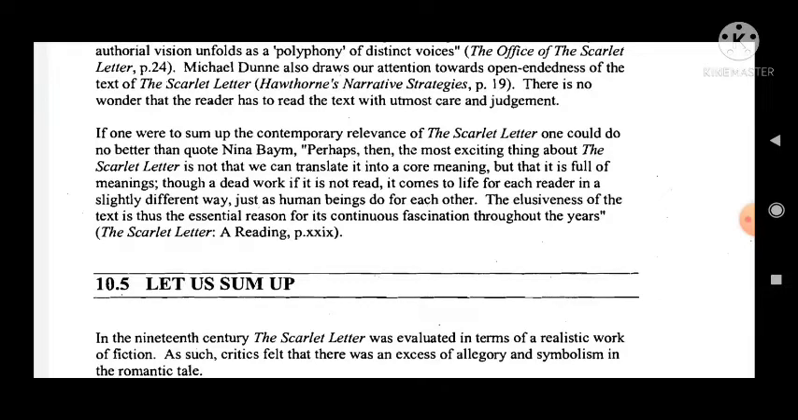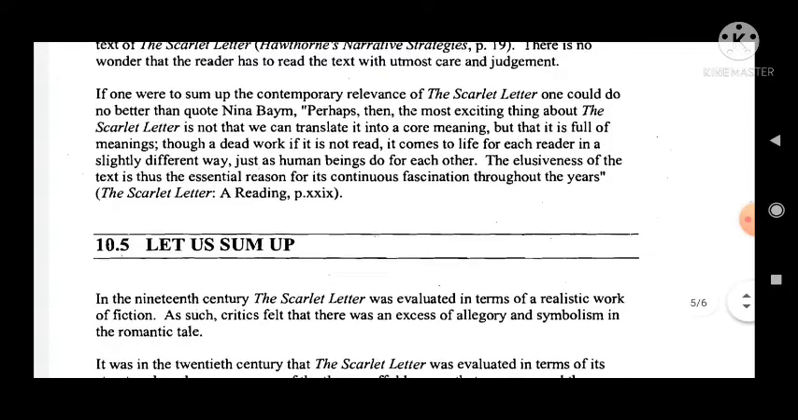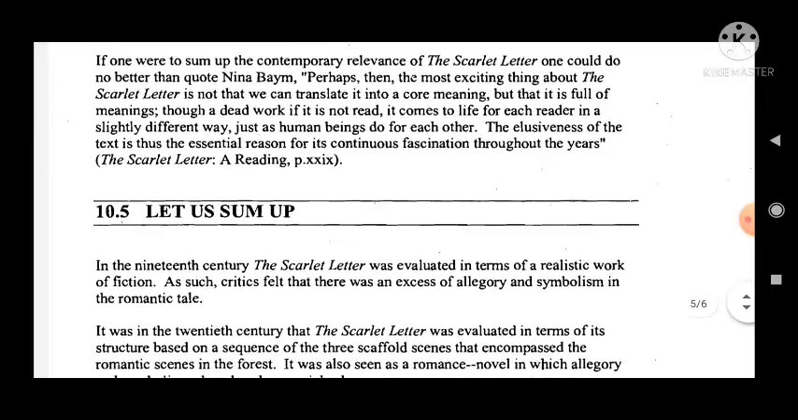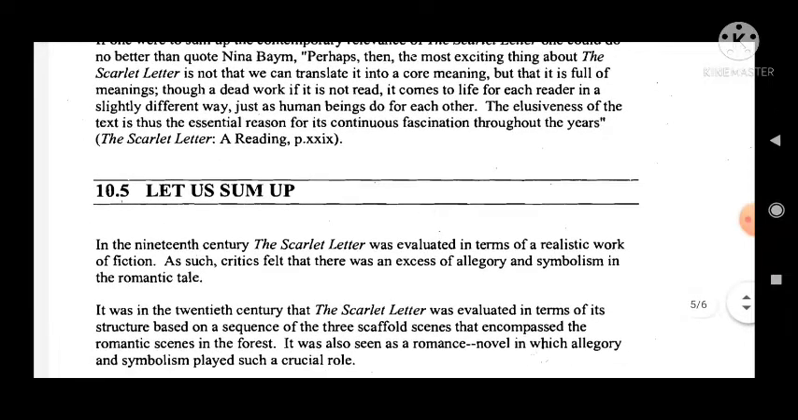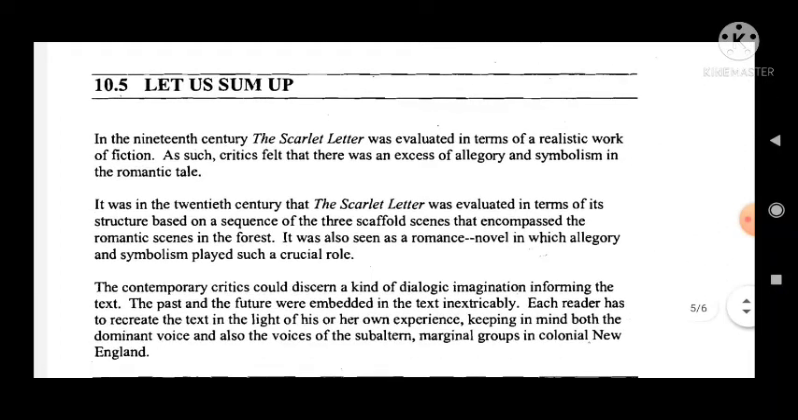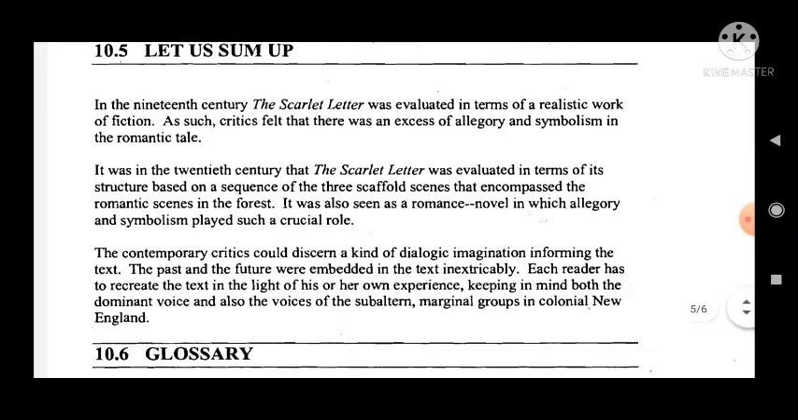Though a dead work if it is not read, it comes to life for each reader in a slightly different way, just as human beings do for each other. The elusiveness of the text is thus the essential reason for its continuous fascination throughout the years. Then let us sum up. In the 19th century, The Scarlet Letter was evaluated in terms of a realistic work of fiction.